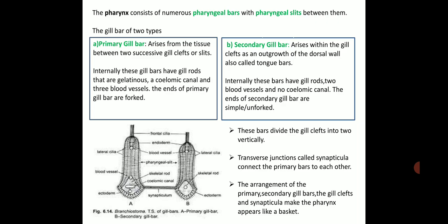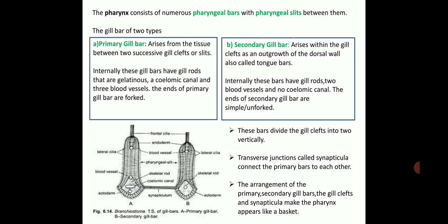When you come to the secondary gill bar, internally it has gill rods, two blood vessels and no coelomic canal. The ends of the secondary gill bar are simple and unforked. These are the differences between the primary gill bar and the secondary gill bar.